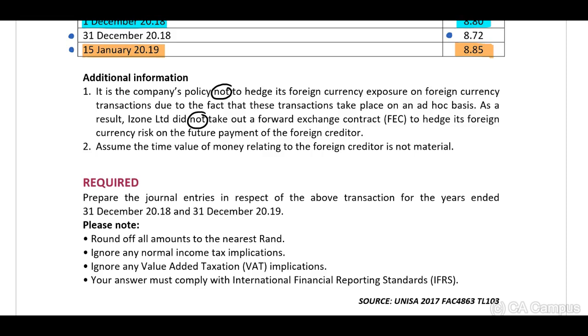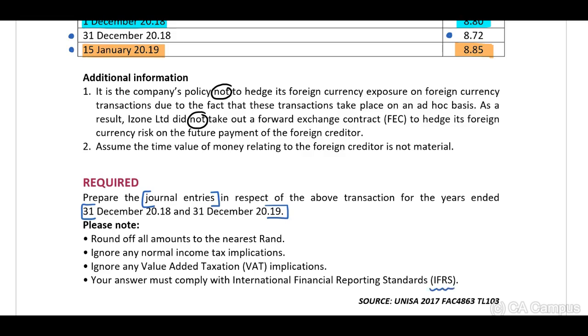Required. Prepare the journal entries in respect of the above transaction for the years ended 31 December 2018 and 31 December 2019. Round off all amounts to your nearest rand. Ignore any normal income tax implications. Ignore VAT. Your answer must comply with IFRS.